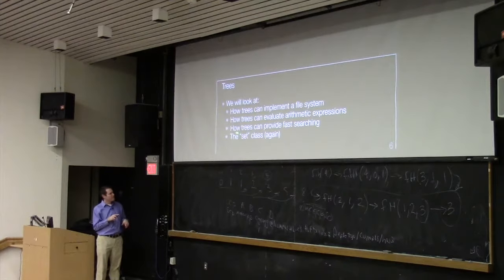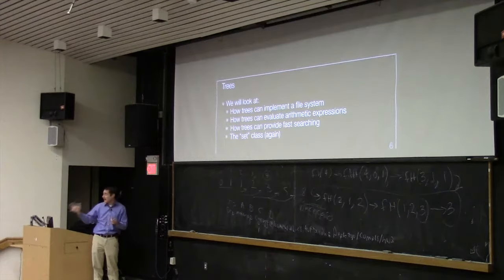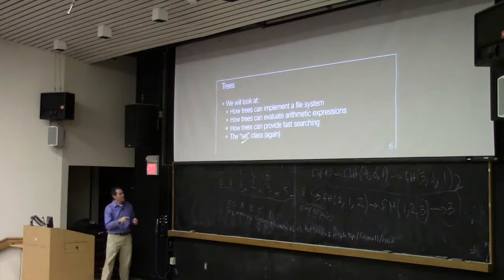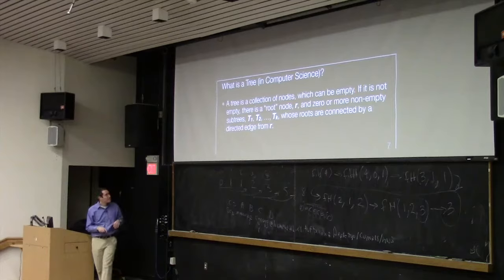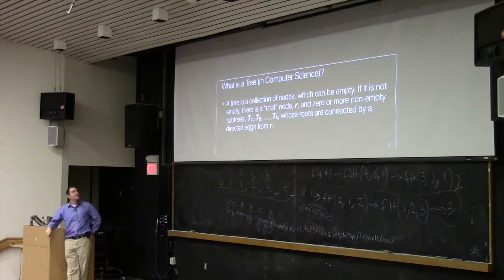Okay? And then we're going to talk about how trees can provide fast searching, which is all about this idea of breaking the problem into half, half, half, half again. Okay? I don't think we're going to get to this set class today, but we'll see. All right. Okay, so what is a tree? In computer science, a tree is a collection of nodes. Now, the nice thing is you have seen nodes before when we talked about linked lists. That's one of the main reasons we did linked lists, was to introduce you to a node-based structure. Okay? So a tree is a collection of nodes, which can be empty. You can have an empty tree with no nodes in it, right?